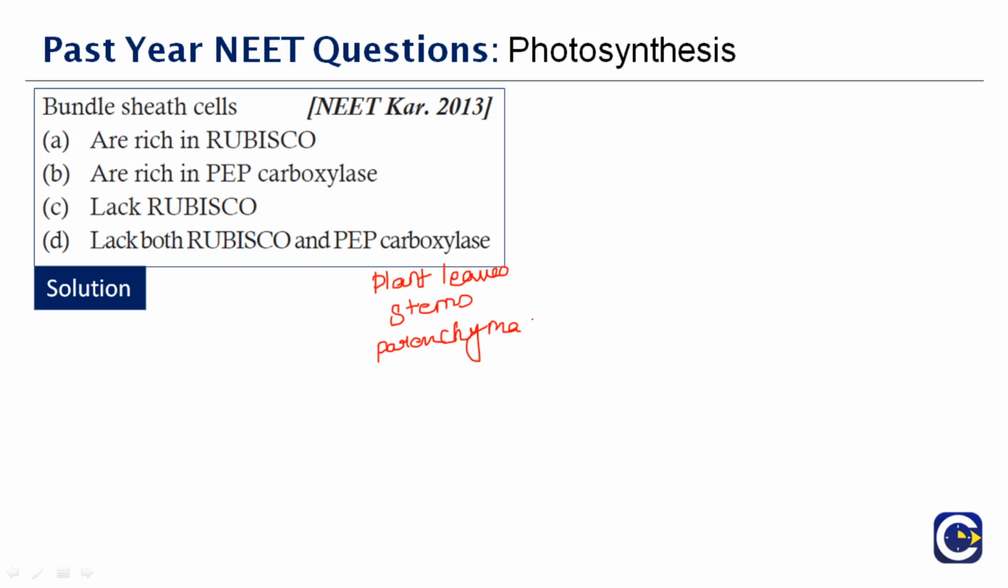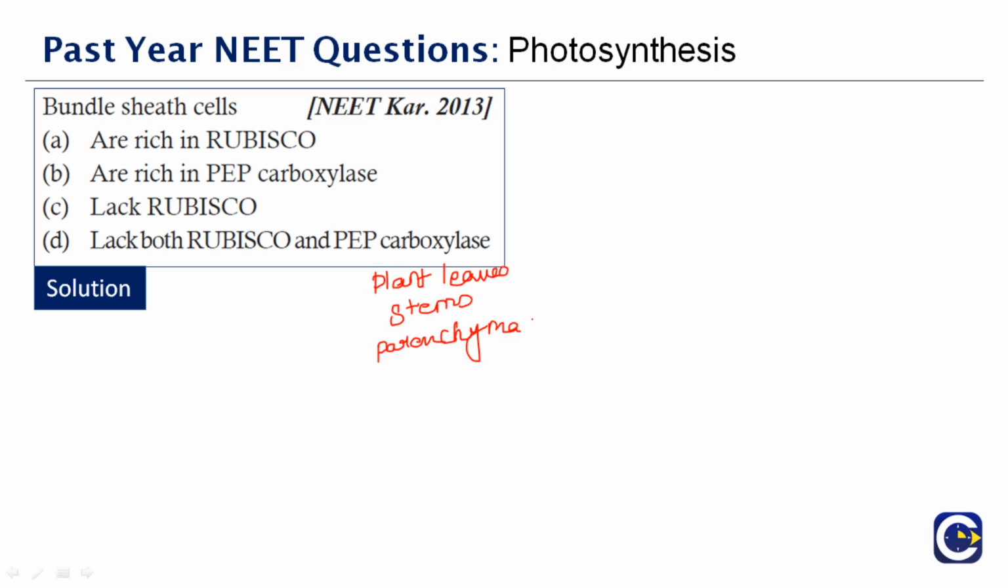In C4 plants, bundle sheath cells are rich in Rubisco. So I've given you the answer, right? The correct answer is option A, Rubisco. But they lack PEPcase. The CO2 released in the bundle sheath cells enters the C3 or the Calvin pathway, common to all plants.